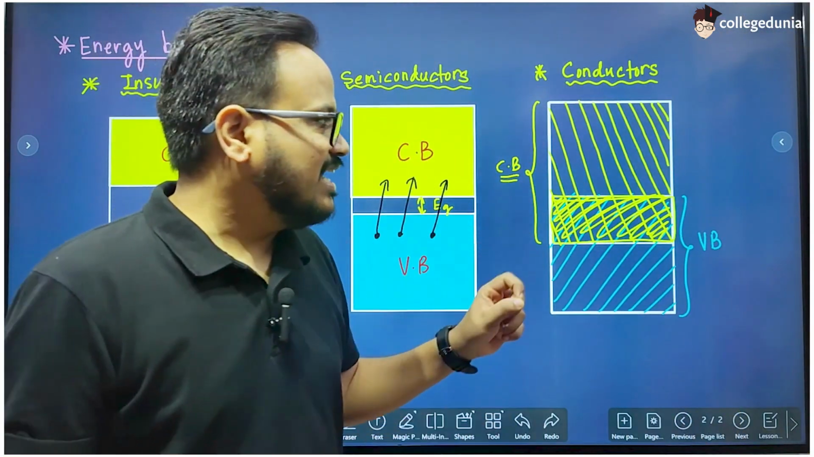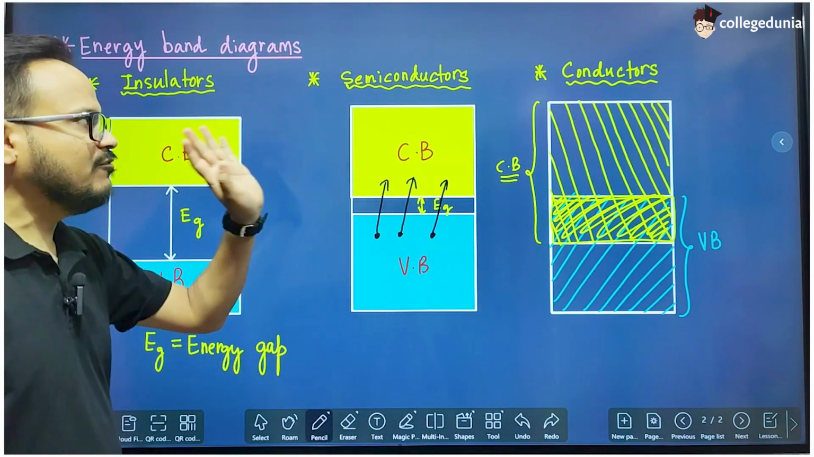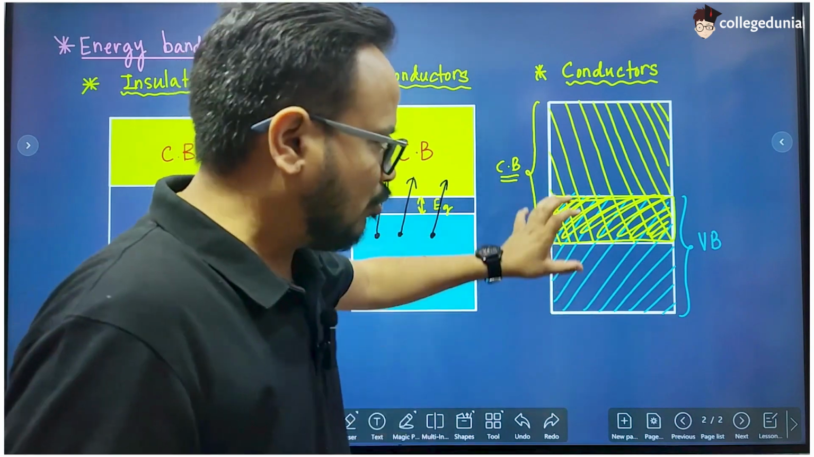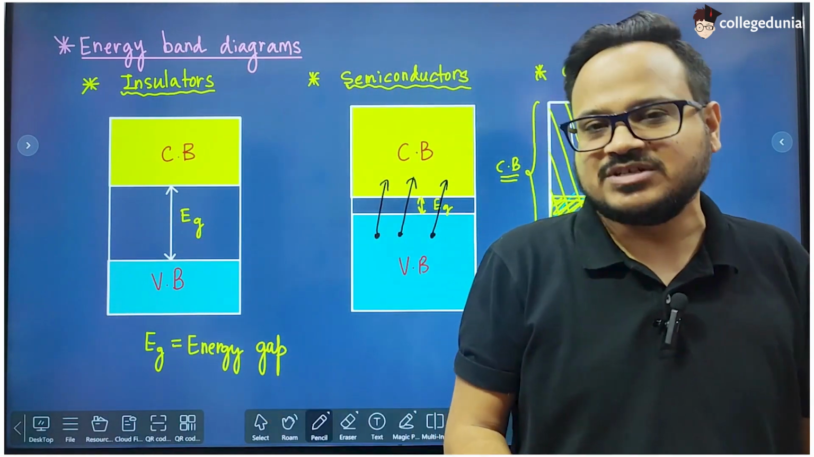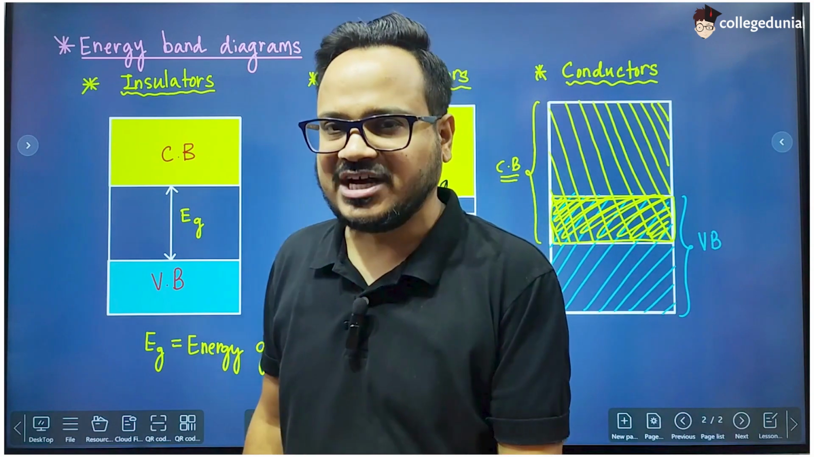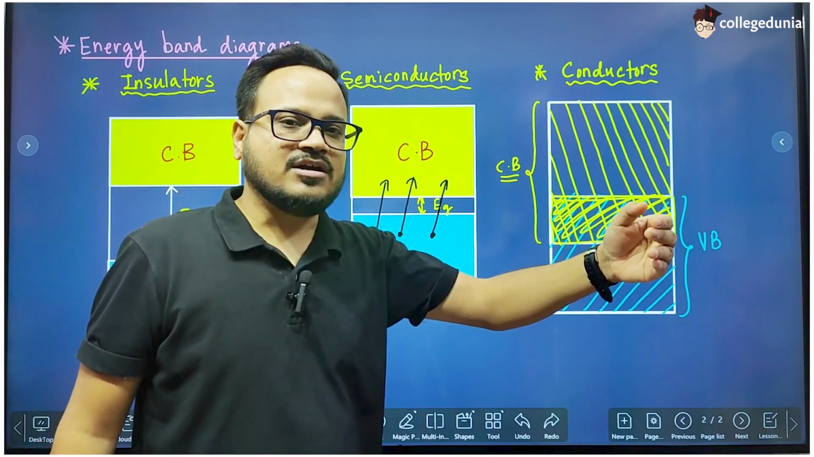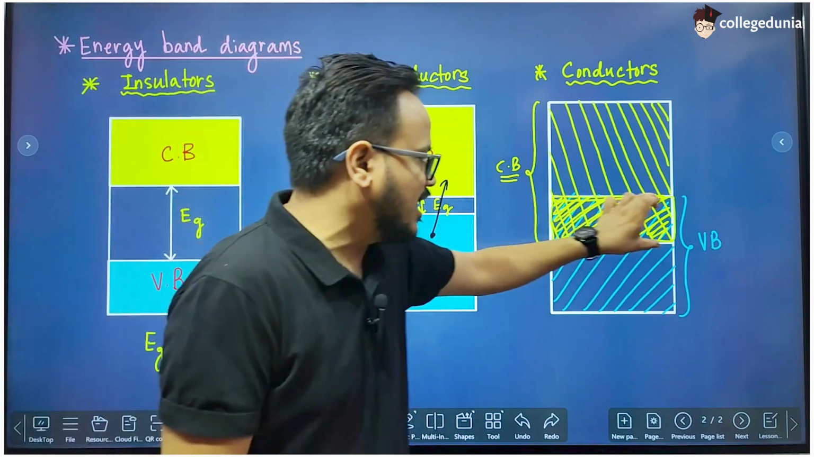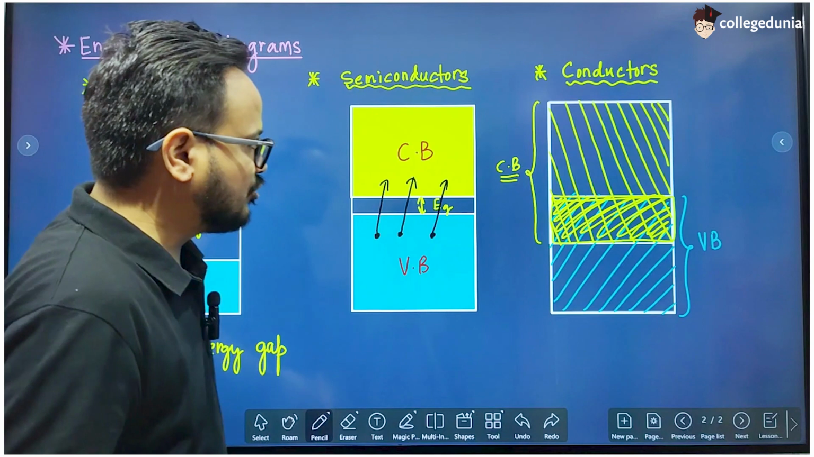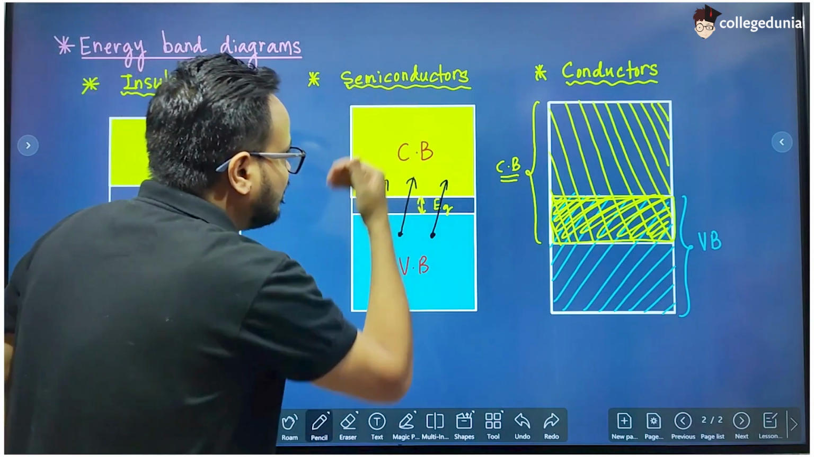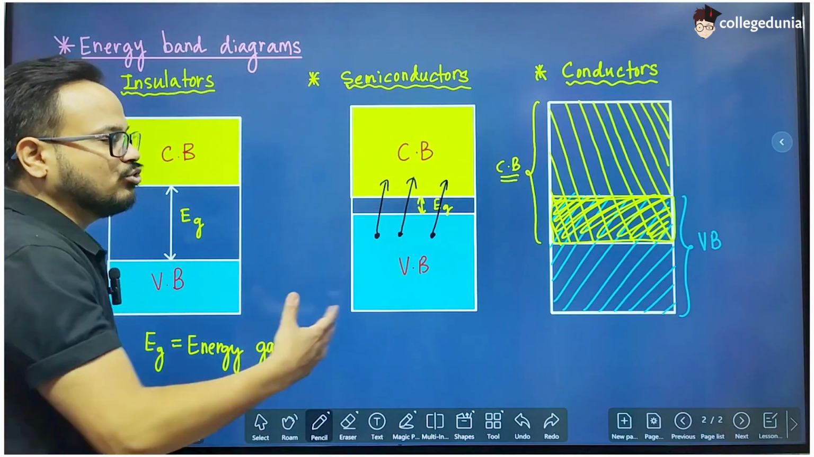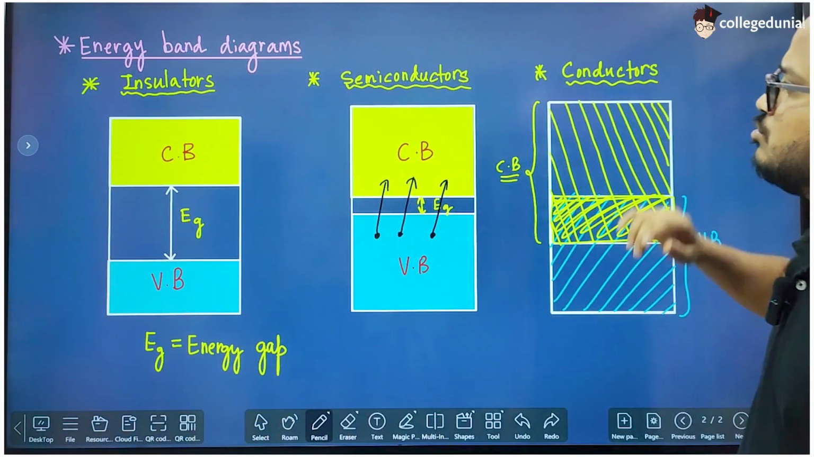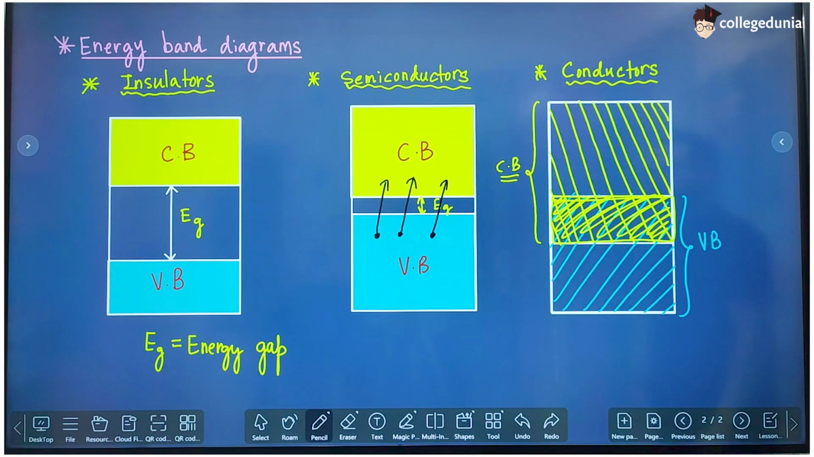You just need an external push, and that push is required for semiconductors also, and it is given by the cell or battery. Electrons are ready for conduction, but since an electron is negatively charged, it needs a positive end towards which it can flow. The battery provides that, and these electrons start drifting towards the positive end. In semiconductors, some heating is required first so that there are some electrons in the conduction band. This is how you can distinguish between insulators, semiconductors and conductors on the basis of energy band diagrams.